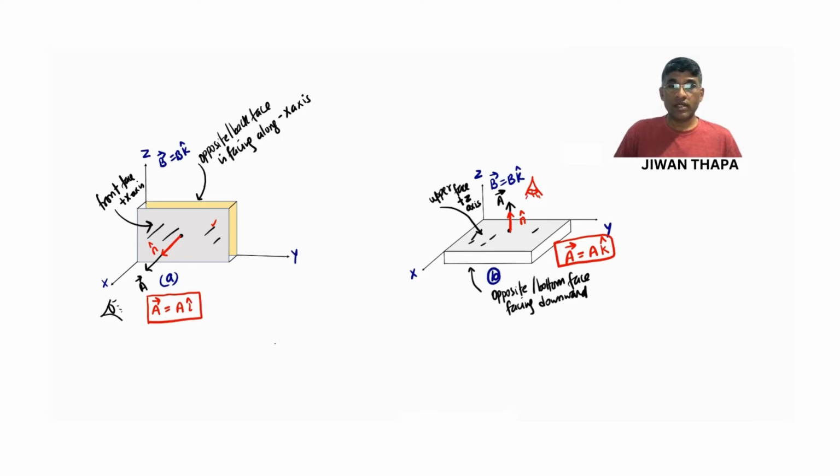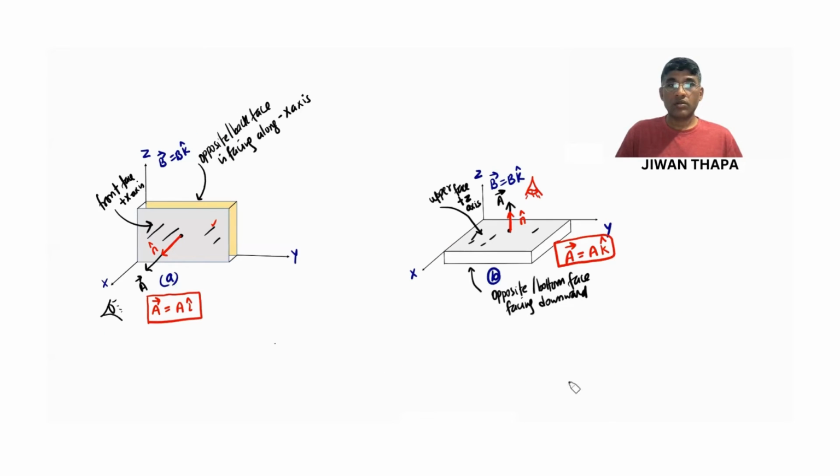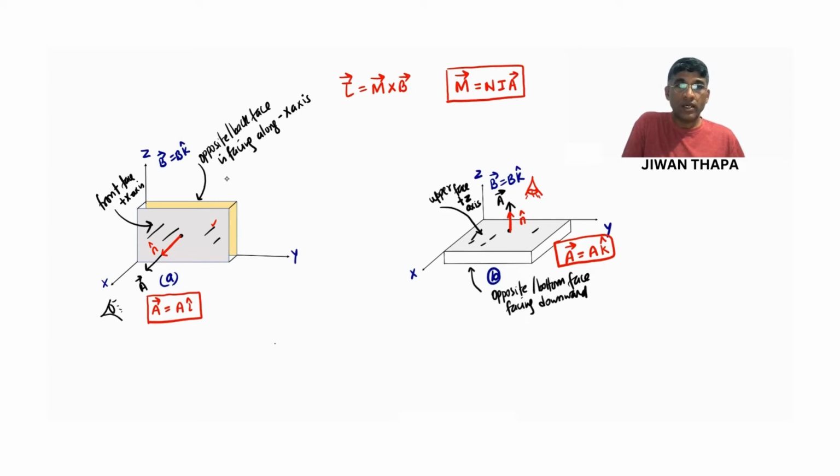Now, as I said earlier, we are going to use this expression for torque in figures A and B. So we have torque tau equals the magnetic dipole moment vector M cross the magnetic field, and we know the magnetic dipole moment of the coil equals the number of turns n times the current I times the area vector A. In both cases, the number of turns n equals 1.